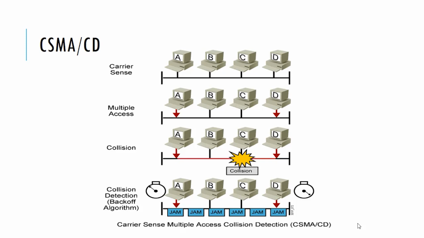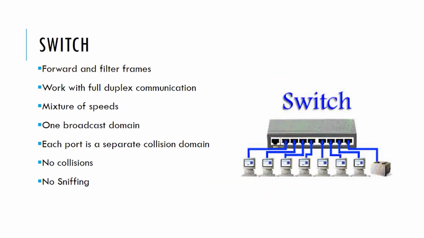This, of course, makes all the machines lose some time and makes the network slower and leads to poor performance for this network. Collision is something that we do not like to happen on the network.